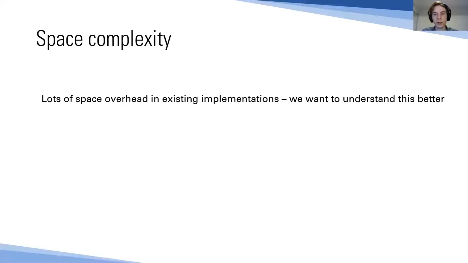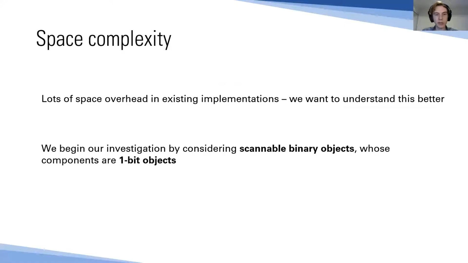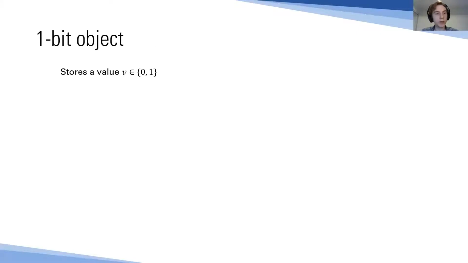So in this project, we begin this investigation by considering scannable binary objects, whose components are 1-bit objects. So what can we do with a 1-bit object? A 1-bit object stores a value that is either 0 or 1, and there are 8 possible operations that can be supported by a 1-bit object.